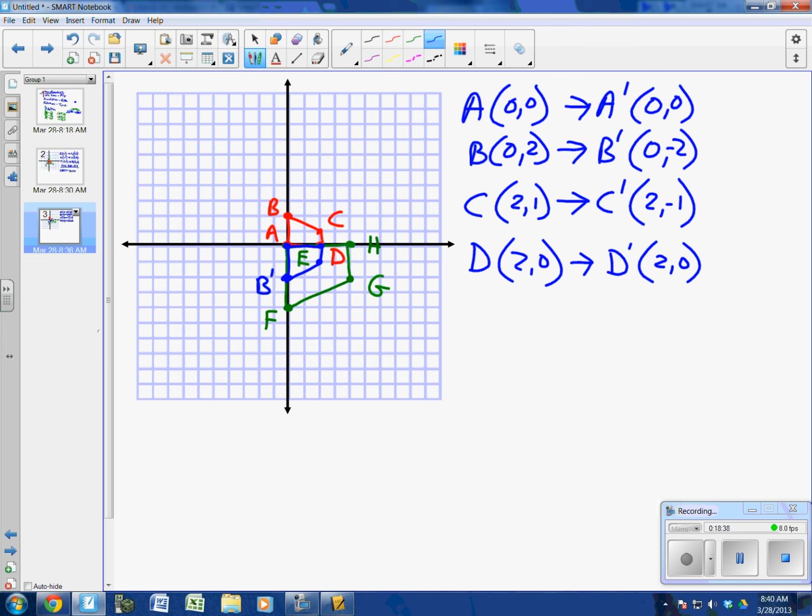What happened to the coordinates when we reflected it? The y became negative. I want everybody to write that down. The y became negative. By the way, what do you think is going to happen if we flip something over the y-axis? The x would become negative, okay? So keep that in mind.